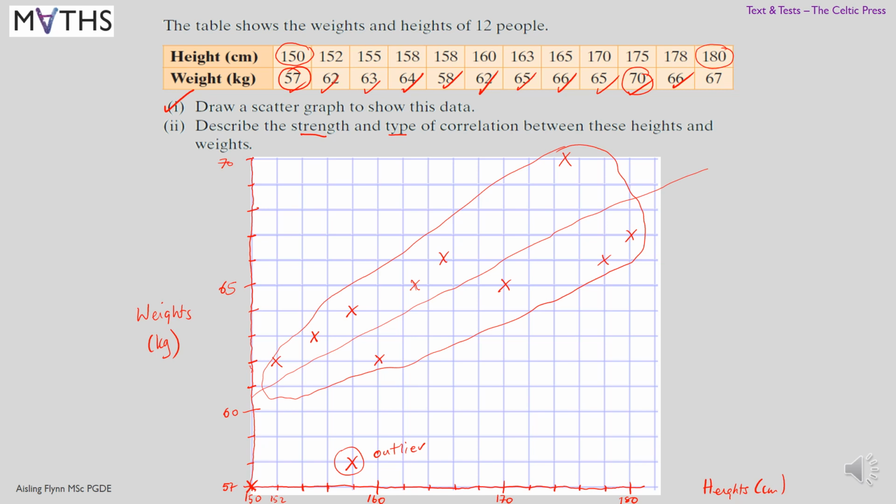Okay, now the thing is, if you have to use your imagination at all, well then, when you're describing the strength, I would say weak, okay, rather than strong. And the type, it's definitely rising, so we'll say weak positive correlation.